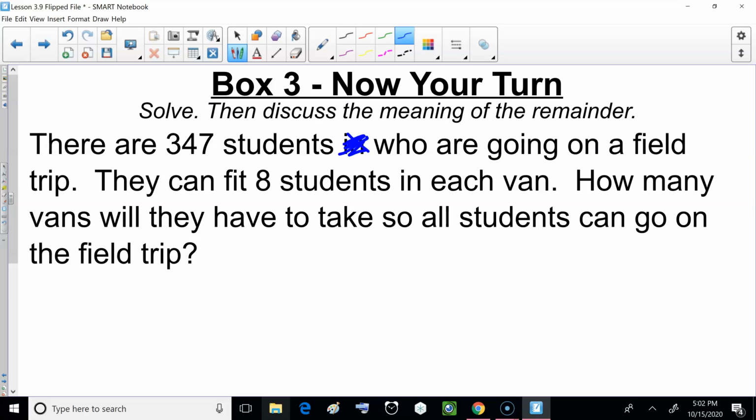There are 347 students who are going on a field trip. They can fit 8 students in each van. How many vans will they have to take so all students can go on the field trip? So pause the video, solve it out, answer the question, and make sure you talk about the remainder in a sentence or two, what the remainder was in this problem. Good luck.